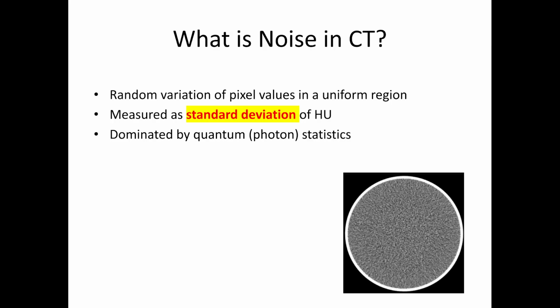When we talk about noise, we mean the random grainy variation in pixel values. We measure it as the standard deviation in a uniform region. Most of this noise comes from photon statistics.